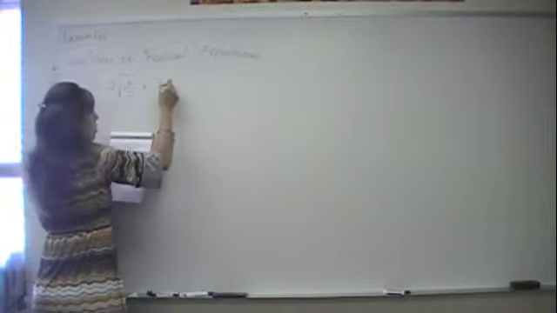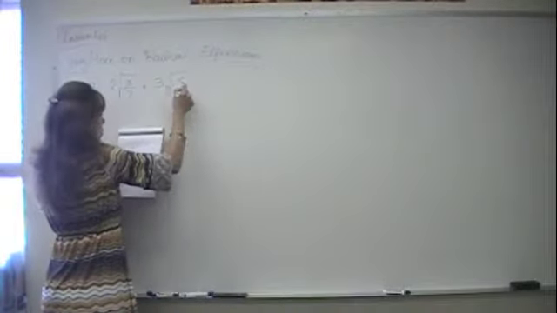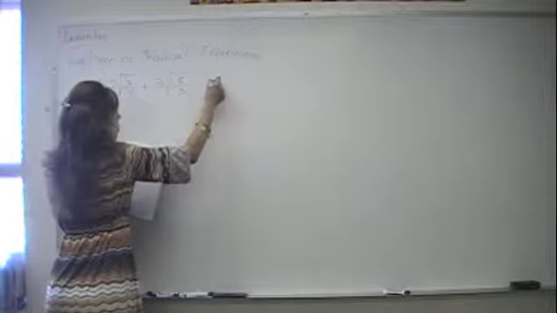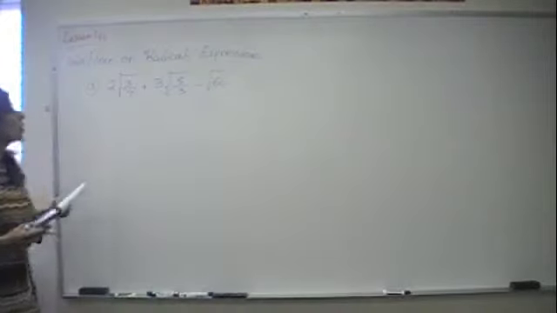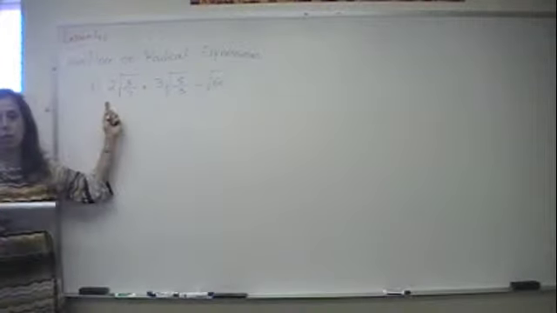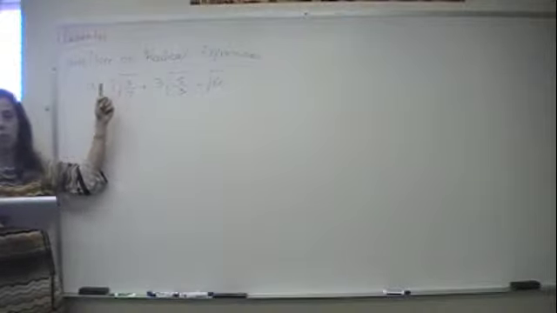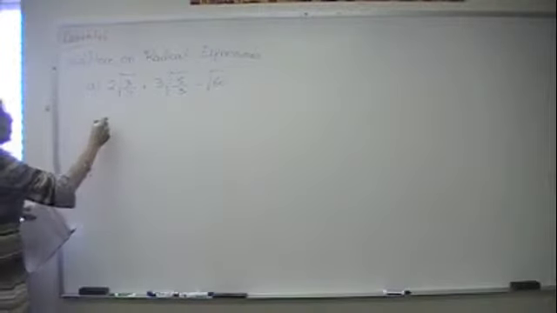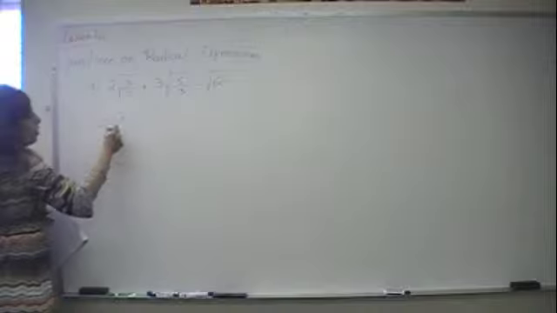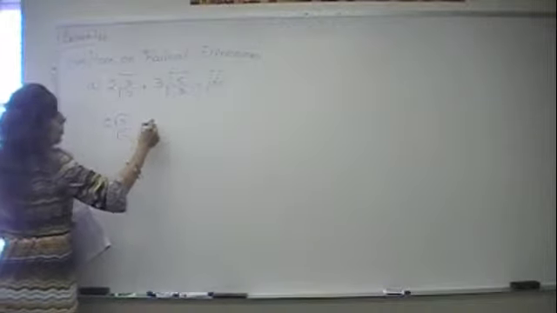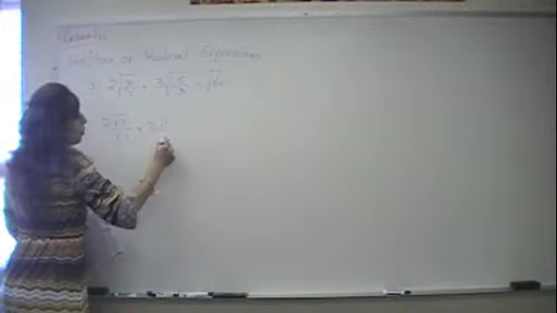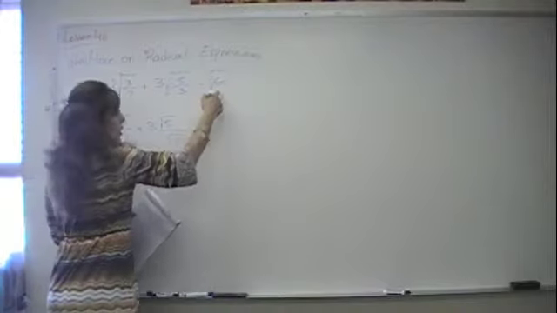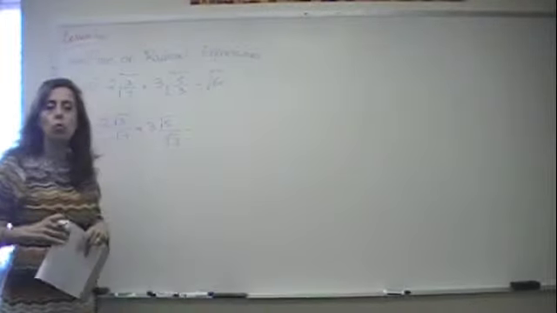First example, 2 square root of 3 over 7 plus 3 square root of 5 over 3 minus square root of 60. First thing, we need to separate this radical expression for the numerator and denominator. So that would be 2 square root of 3 over square root of 7 plus 3 square root of 5 over square root of 3 minus square root of 60.